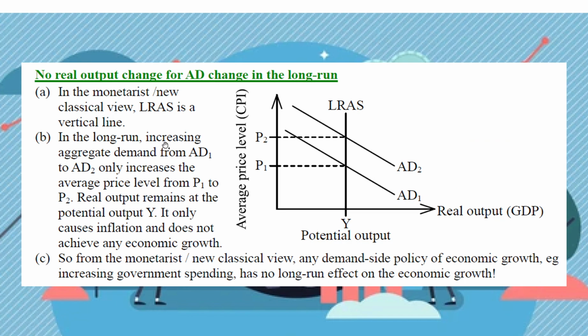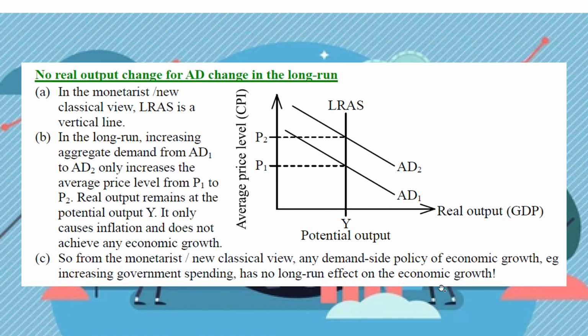In the long run, increasing aggregate demand from AD1 to AD2, do you see any change to the potential output? No, it's still here. It's at maximum already, right? Full employment already. It just pushes up the price level, making inflation worse. So from the monetarist neoclassical point of view, any demand side policy for economic growth has little use. Government spending has little use, don't do it.